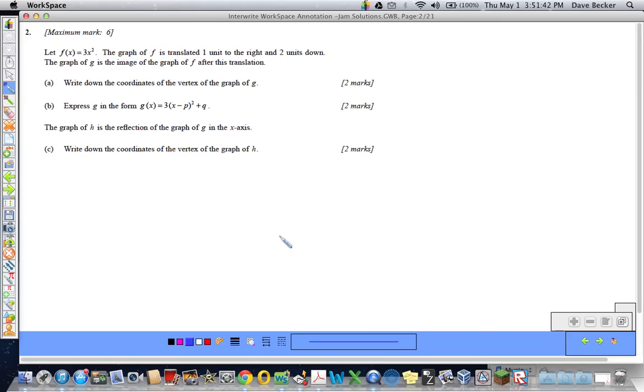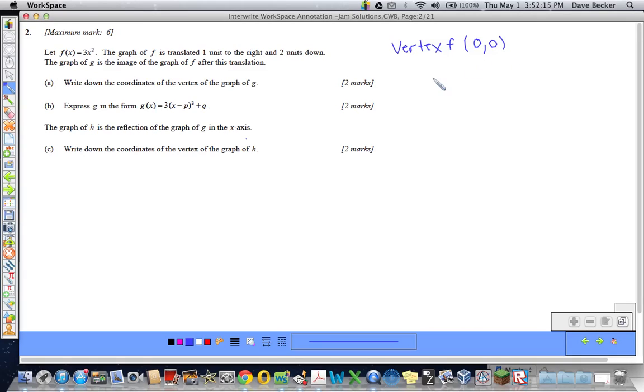Okay, so we have: let f of x equals 3x squared. The graph of f is translated 1 unit to the right and 2 units down. The graph of g is the image of the graph of f after this translation. Write down the coordinates of the vertex of the graph of g. First of all, for the vertex of f, we have to recognize it's a parabola, and if it's just 3x squared, it's not shifting anywhere. So the vertex of f is 0, 0.